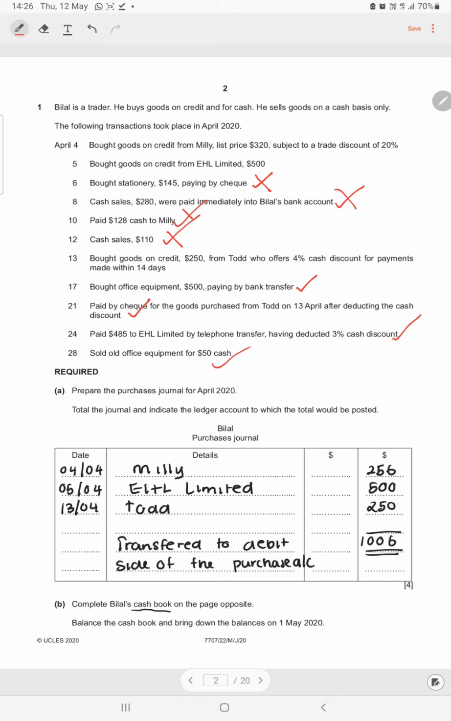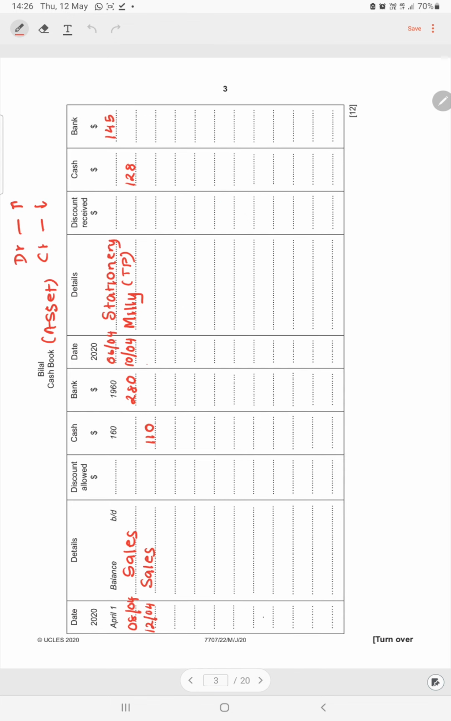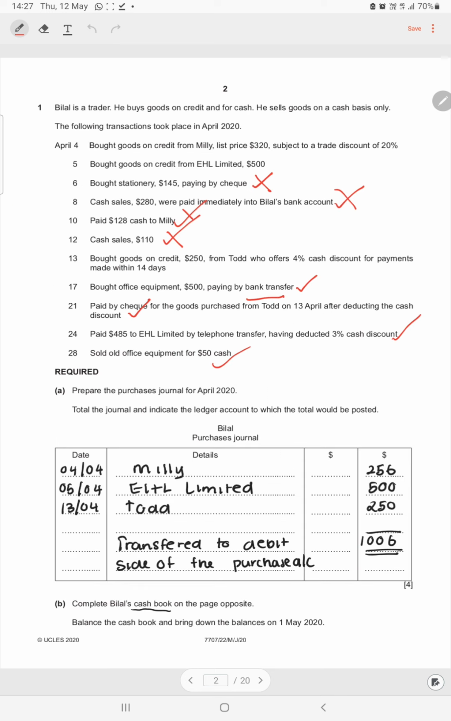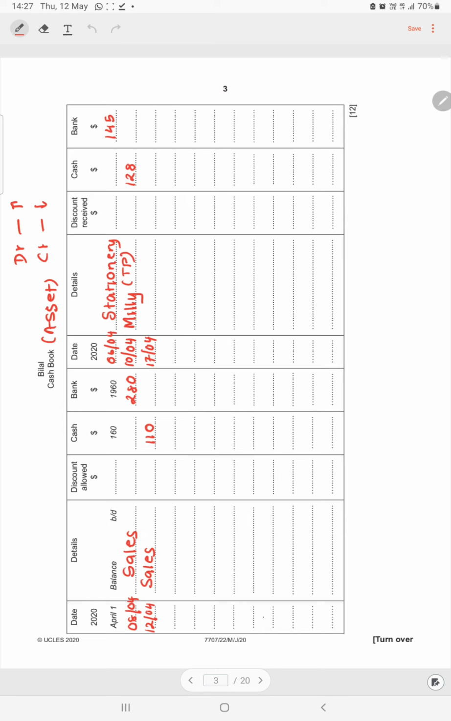Bought office equipment of $500 paying by bank transfer. That means you transfer money from your bank account. The balance that decreases is your bank account. So on the 17th of April, we bought something for $500. Yes, and paid by bank. So our bank balance is going to decrease by $500.